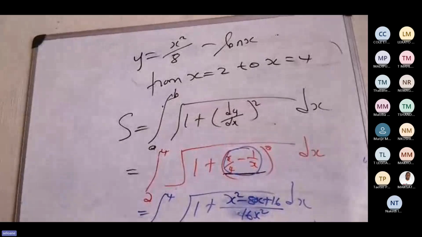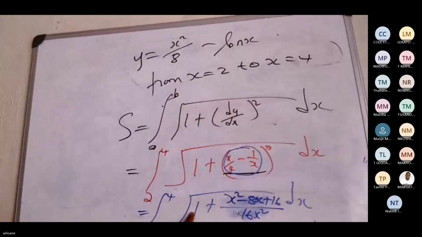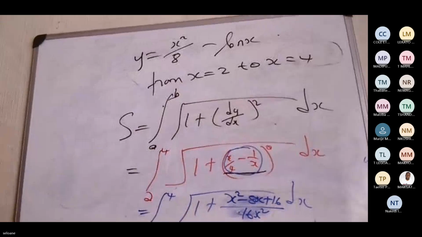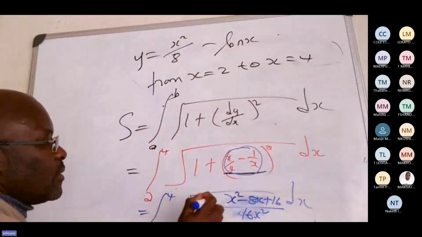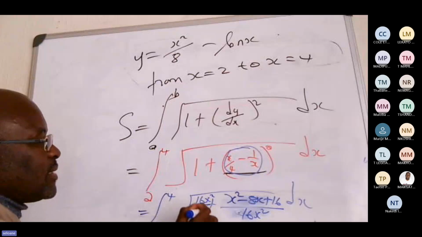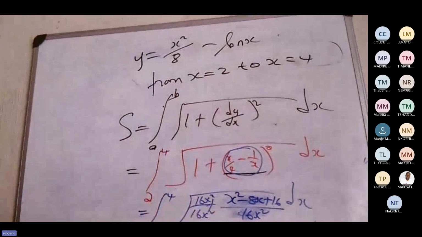No, it's still not standard. Therefore, you need to combine this and this. Now, plus 16x squared here over 16x squared. You see. Then you combine these two.